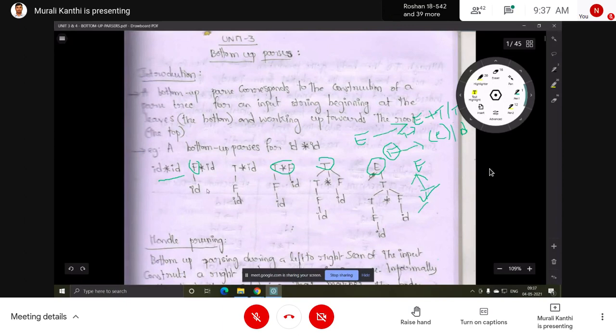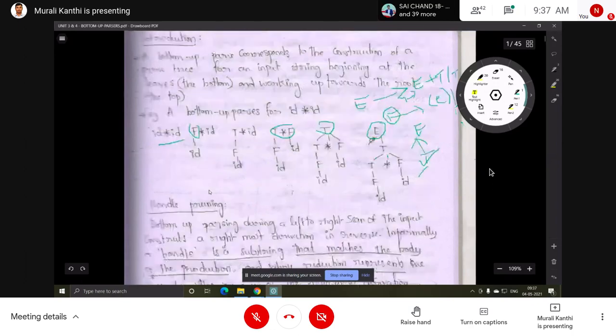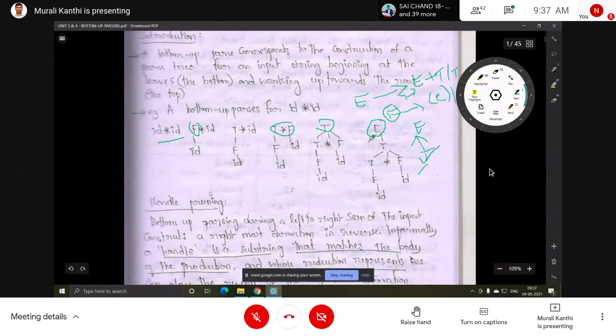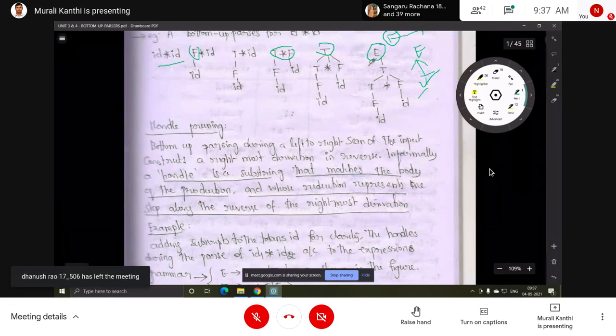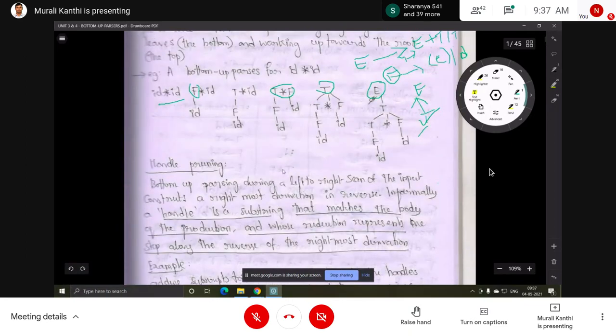Next, two terms are used here. First of all, we have to know handle and handle pruning. Bottom up parsing does a left to right scan of the input and constructs a rightmost derivation. You know leftmost derivation and rightmost derivation. Leftmost derivation is used in the top down approach. In the bottom up approach, rightmost derivation is used in reverse.